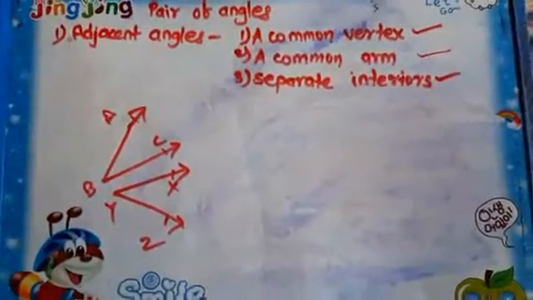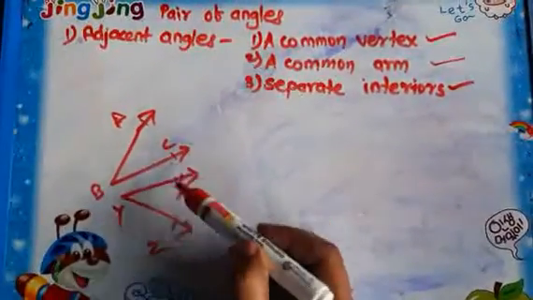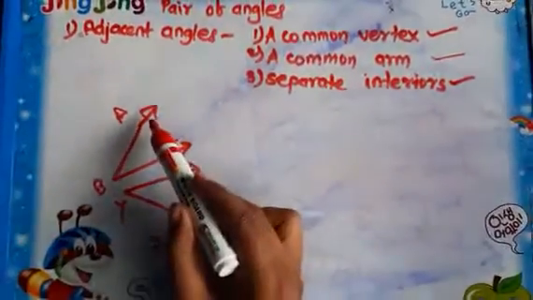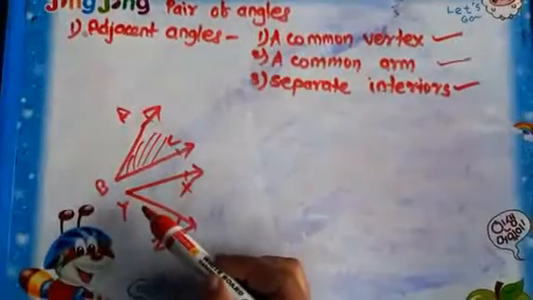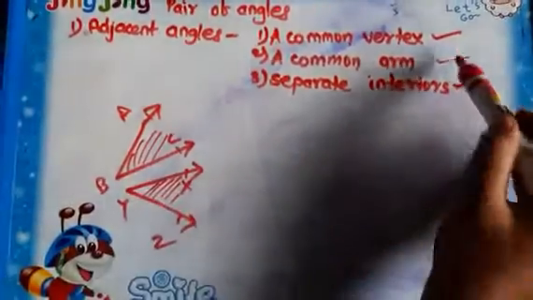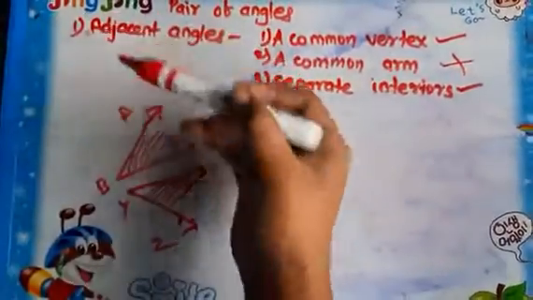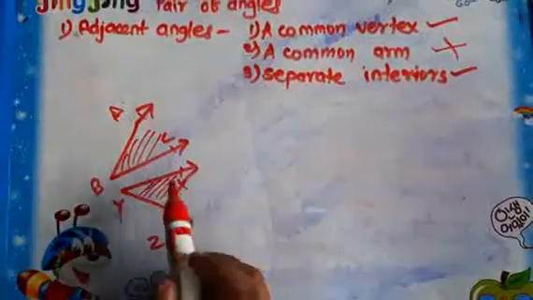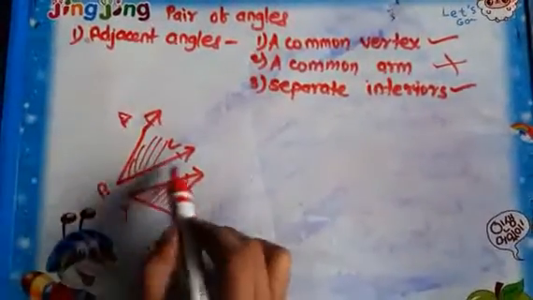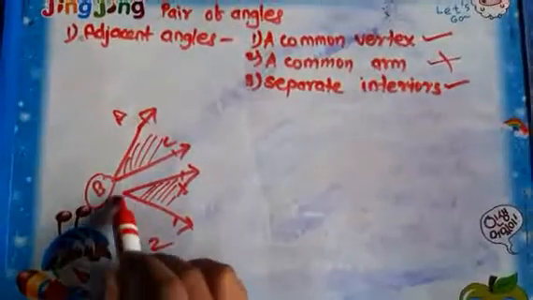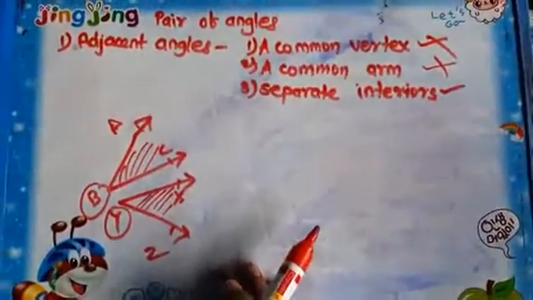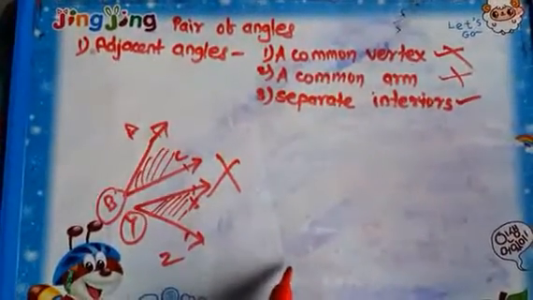For example, ABC and XYZ, these are also two angles. If you see here, there are separate interiors. Interior of this ABC is this one and interior of XYZ is this one. But they don't have a common arm because ABC is written separately and XYZ is written separately. So there is no common arm. There is also no common vertex because the vertex of ABC is B and the vertex of XYZ is Y. So they have separate vertices. So this condition is also not satisfied. Means they are not adjacent angles.